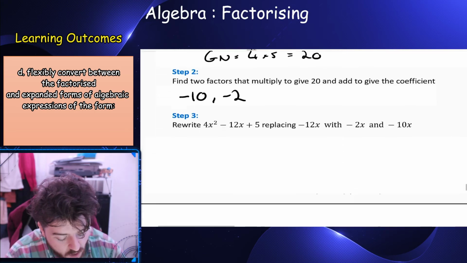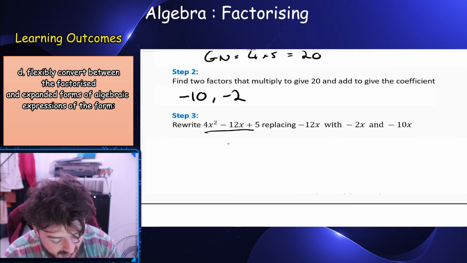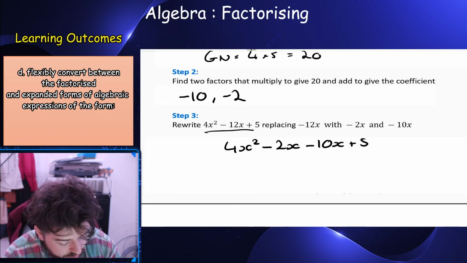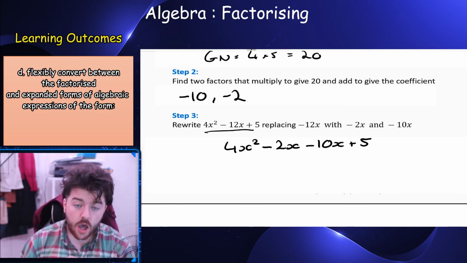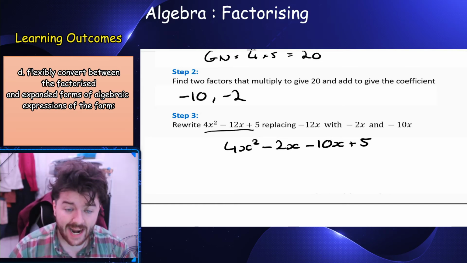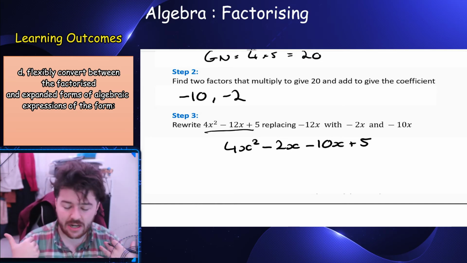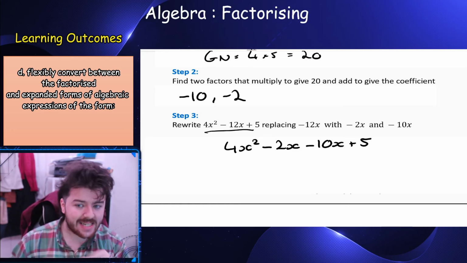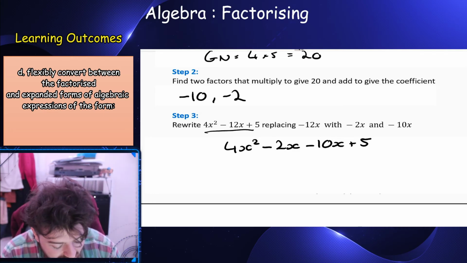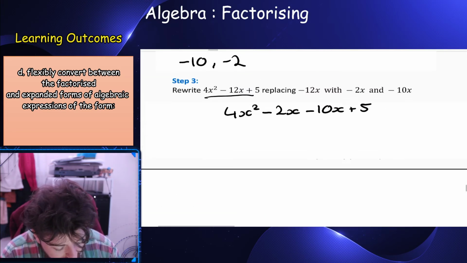Now I rewrite this as 4x squared minus 2x minus 10x plus 5. I rewrite that because minus 12x is just the same as minus 2x minus 10x. It's the same thing. I just split it up. It's like how 5 is the same as 2 plus 3. Same thing, right? Now that that's done, I use grouping.